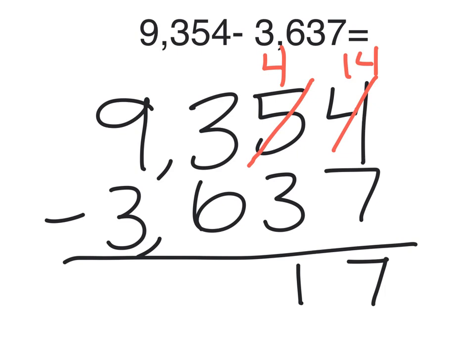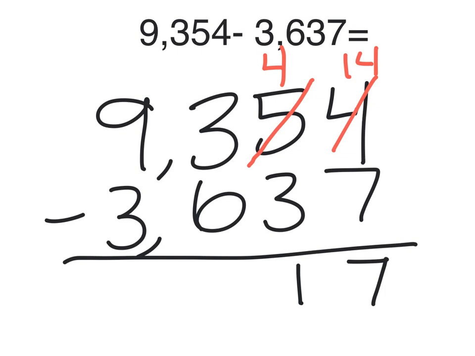Now let's look at the next place value, and that's going to be our hundreds. 3 minus 6. Well, let's think about that. Can we take away 6 from 3? You should have said no, it's not possible. So, what do we have to do? If it's not possible, we have to look next door. So let's look at our thousands place value.